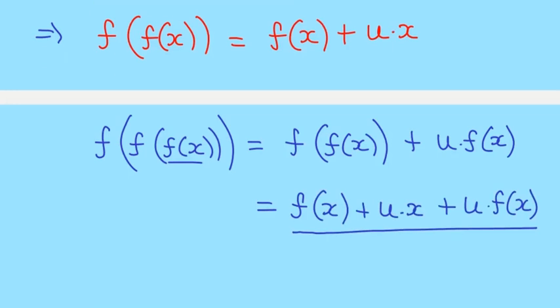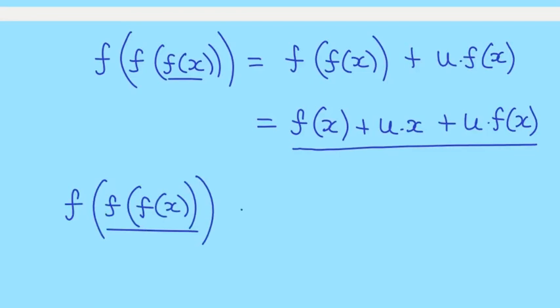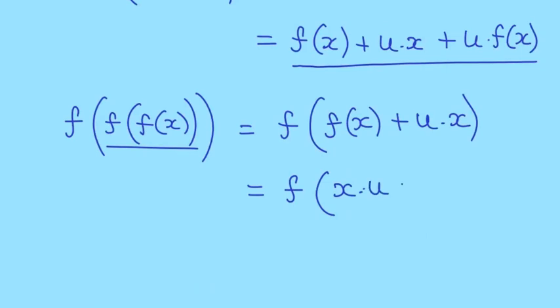Now let us do the same problem in some other way. Now consider the same nested function f(f(x)). Since f(x) is equal to f(x + ux), this is f(x + ux), this is f(x) times (x u + f(x)).